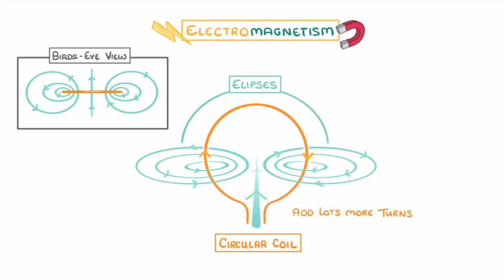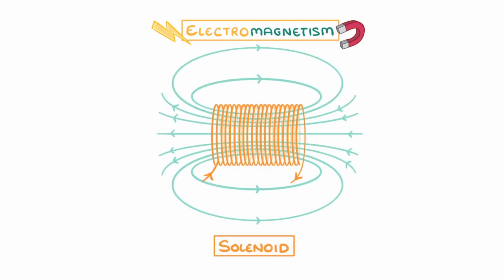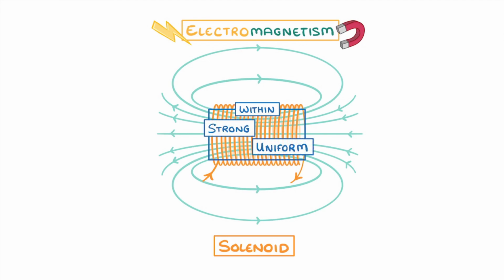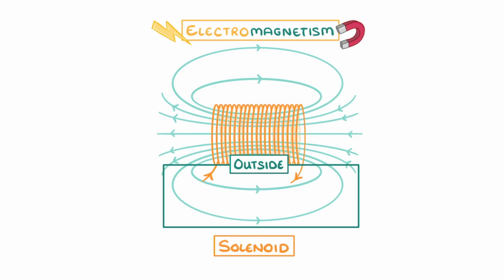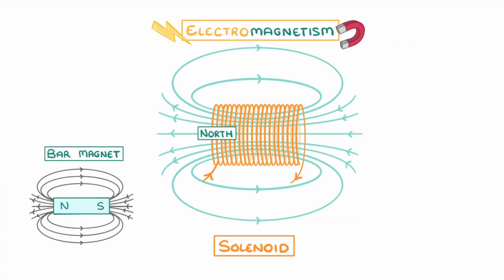If we now add lots more turns to our coil, all next to each other in one long piece of wire, we make something called a solenoid. And importantly, the magnetic field within a solenoid is strong and uniform. Outside the coil, the field is just like the one we'd find around a bar magnet. And just like a bar magnet, where the field lines come out is the North Pole, and where they point in is the South Pole. So we've effectively used electricity to create a magnet, and so we call it an electromagnet.